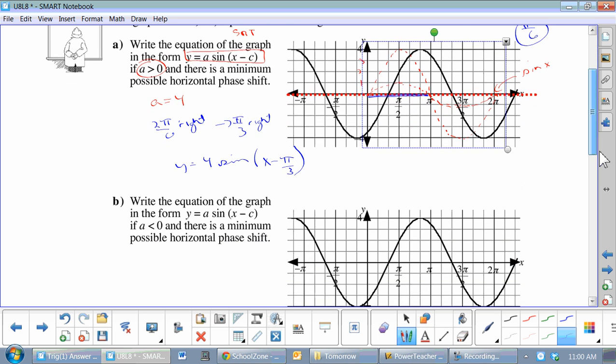Now, they're putting a twist on this one. They said, what would be the equation if a had to be less than 0? So what are they saying? A is negative. So if a is negative, what is that saying in mathematical language? It's less than 1, but it is a reflection on the x-axis.